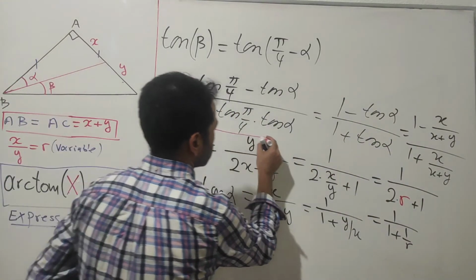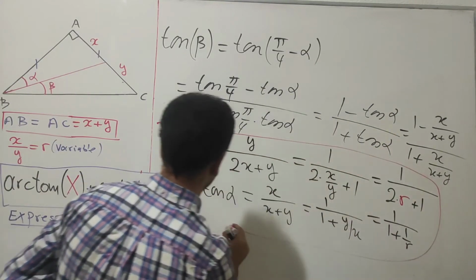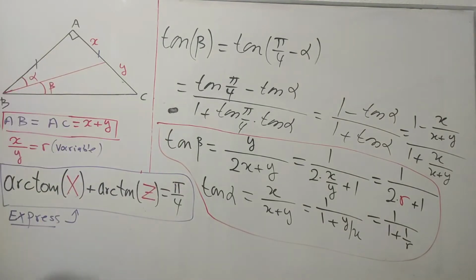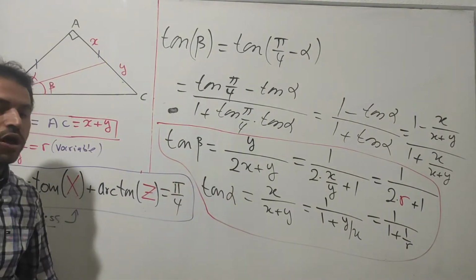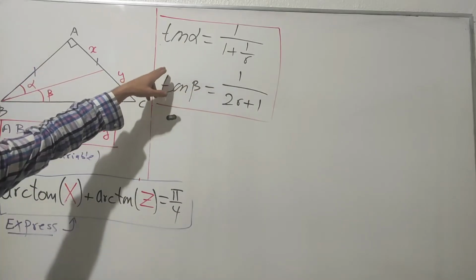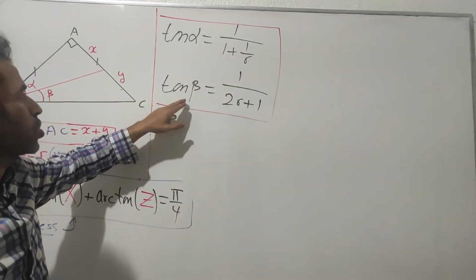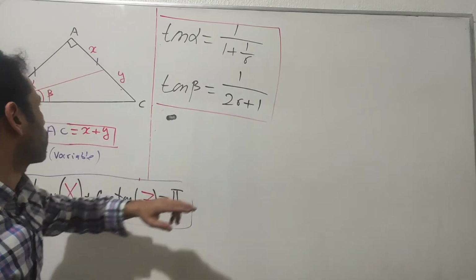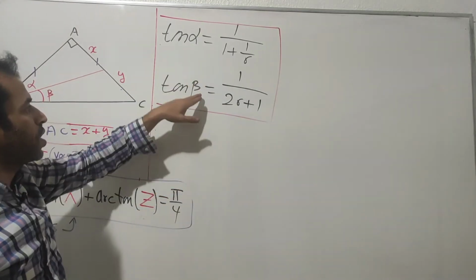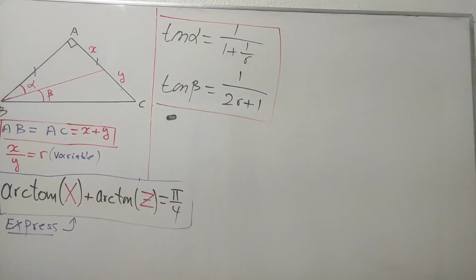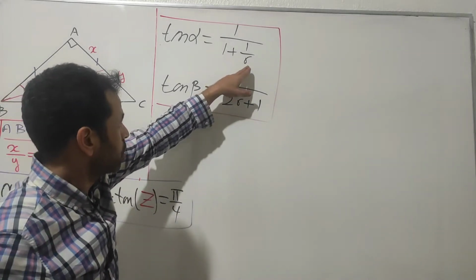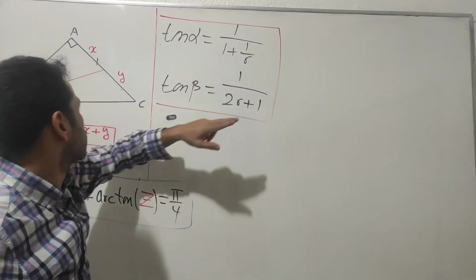So I have ended with these two nice equations. I'm going to tick both equations at the top and continue working on this one. So we get tangent alpha equals 1 over 1 plus 1 over r. And also we get tangent beta equals 1 over 2r plus 1. So this alpha and beta are also variables, okay? Because r is going back and forth, is variable as well.